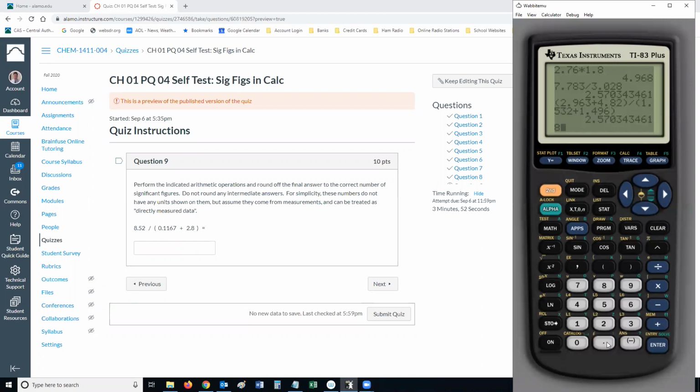So now we can just put it in here, 8.52. And then we're going to divide by, open parentheses, even though I said what it was, just to be thorough, 0.1167, and then we're going to add 2.8, and we're going to close parentheses to lock that up in a little box so it has to do that first. It's going to add those together to get 2.9167. Then it will divide that into the 8.52. There's our answer, but we're allowed only 2 figures, so 1, 2. And the third figure is not 5 or higher, so we do not round up. So our final answer is 2.9.